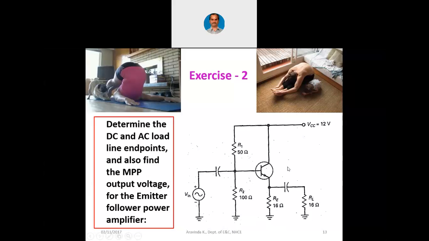This is the emitter follower amplifier where you can see the supply voltage is 12 volts, and at the input it is 50 ohms and 100 ohms, and then at the output the emitter resistance is 16 ohms and the load is also 16 ohms. The capacitor values are not given because they are not actually required.